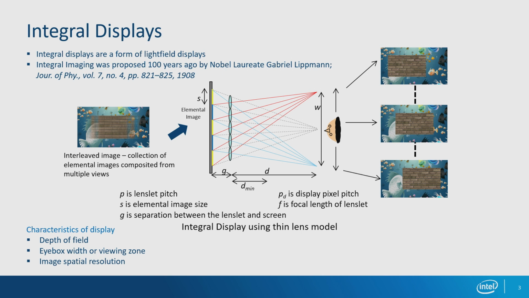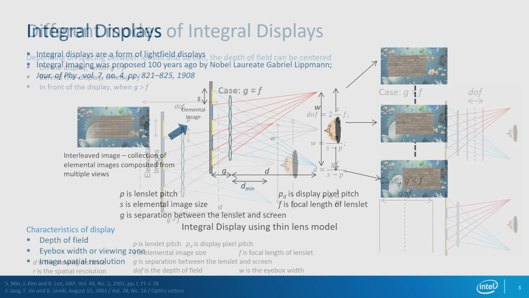These displays have many different parameters which can be tuned, which define the 3 most important characteristics of these displays. One is the depth of field, that is the depth within which the viewer can see a 3D scene. The second is the eye box width or the viewing zone, this width where the viewer can move their head, and then third is image spatial resolution.